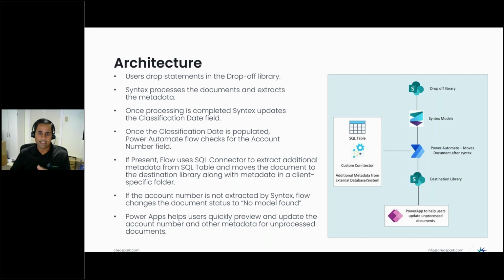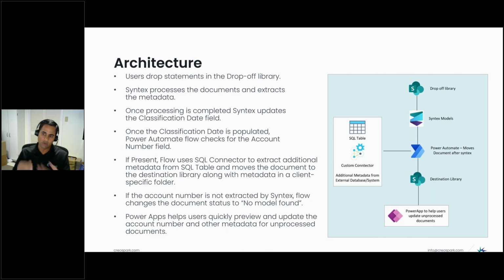As soon as the account number and the other metadata are extracted, it would call a third-party system. In this case, it was a SQL table, but you could also use custom connectors to integrate this automation with other third-party systems as well. In our case, it was a SQL database. We would look for the client information from a SQL table based on the account number we extracted from the Syntex model, and we would pull the information such as client name, the location of their folder, and so forth.